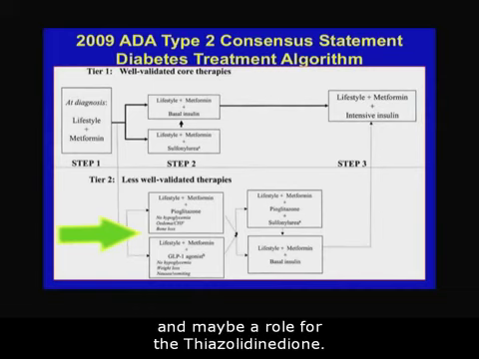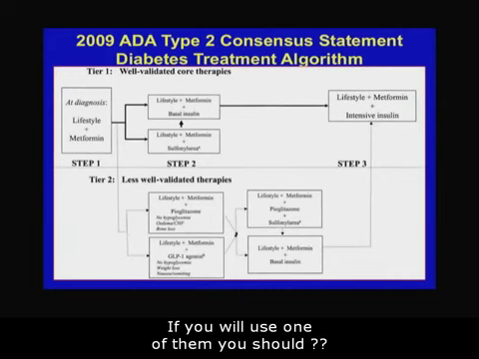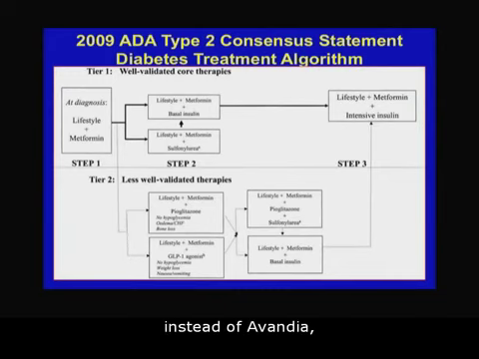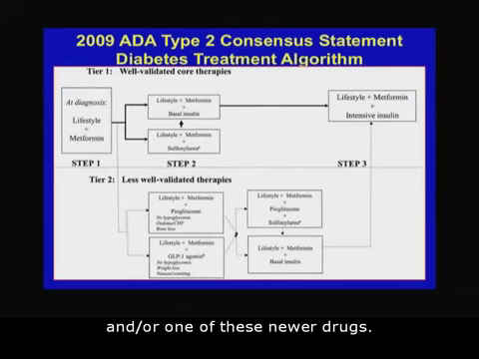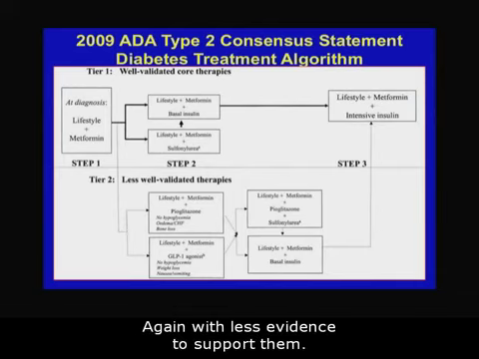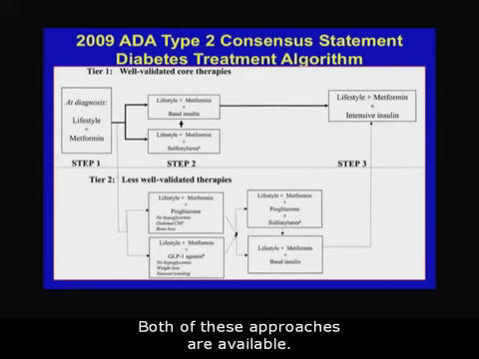And maybe a role for the thiazolidinediones. But if you're going to use one of them, you should probably use Actos instead of Avandia, and/or one of these newer drugs, but again, with less evidence to support them. But both of these approaches are available.